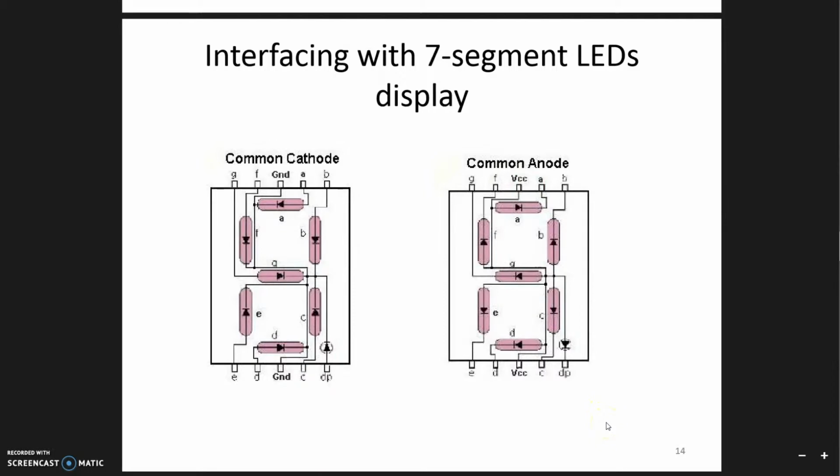Normally we are using common cathode, but it doesn't mean that you cannot use common anode. If you want to use a lot of 7 segments, make sure you buy the same type, common cathode or common anode. Don't mix, because it will make it difficult to configure in the programming later.